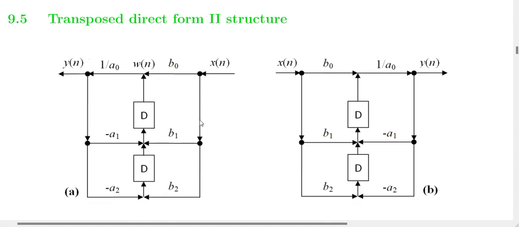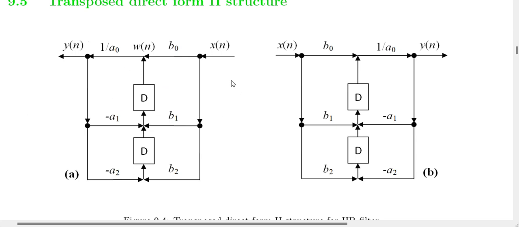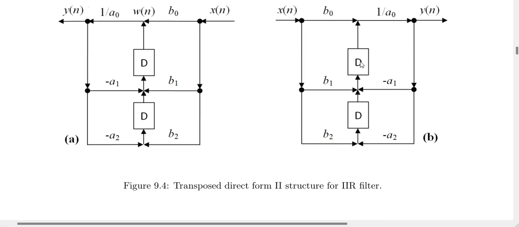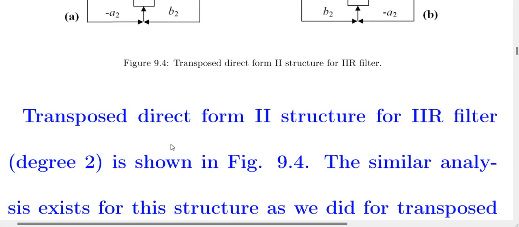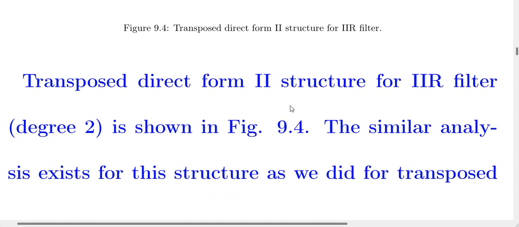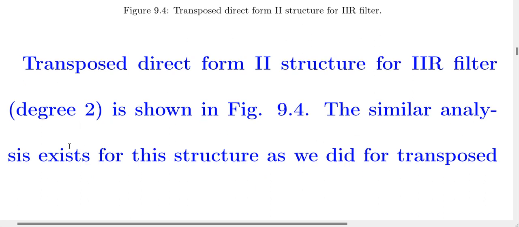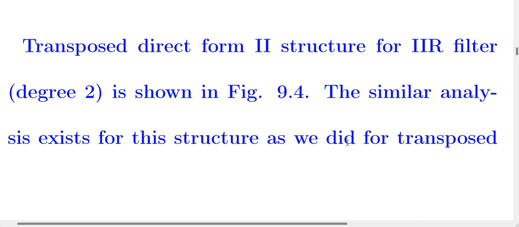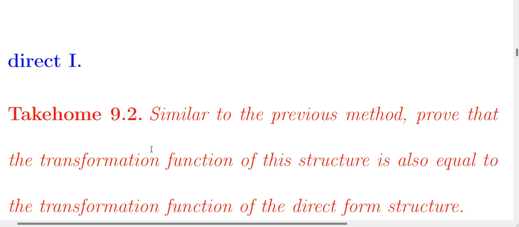Now, we can similarly generate the transposed direct form 2 structure as well. Without any further explanation, having the mirror idea, we reach part B, which is our goal here. The transposed direct form 2 structure for the IIR filter is shown in figure 9.4. A similar analysis exists for this structure as we did for the transposed direct form 1.